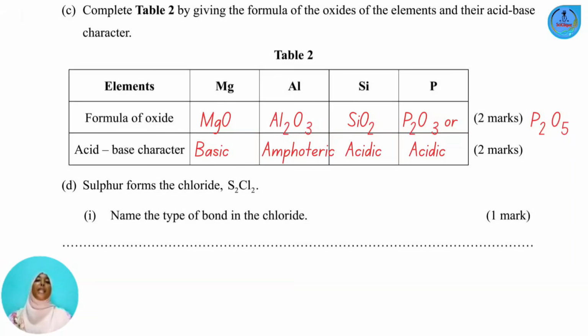Now, a lot of the metallic oxides tend to be basic, okay? Basic simply means that they form alkaline solutions or basic solutions. So, for example, if you were to take magnesium oxide, add it to water, it's going to form magnesium hydroxide, which is a basic solution.